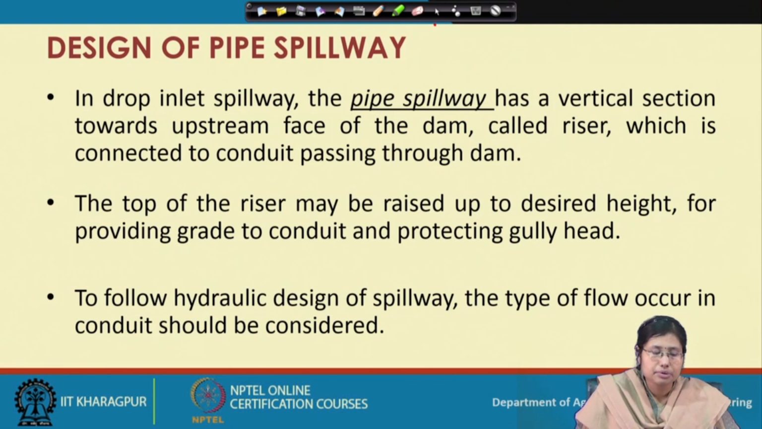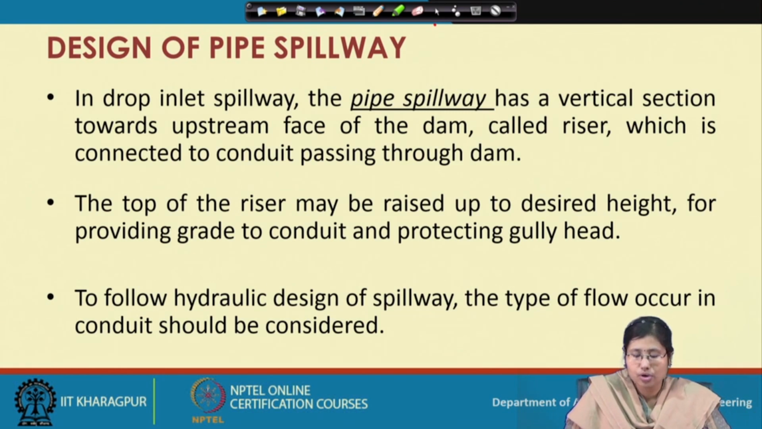Now, coming to design of the pipe spillway. In a drop inlet spillway, the pipe spillway has a vertical section towards the upstream face of the dam. This vertical section is called a riser, and this is connected to a conduit passing through the dam. The top of the riser may be raised up to a desired height for providing grade to the conduit and protecting the gully head. Now, to follow the hydraulic design of the spillway, the type of flow occurring in the conduit should also be considered.